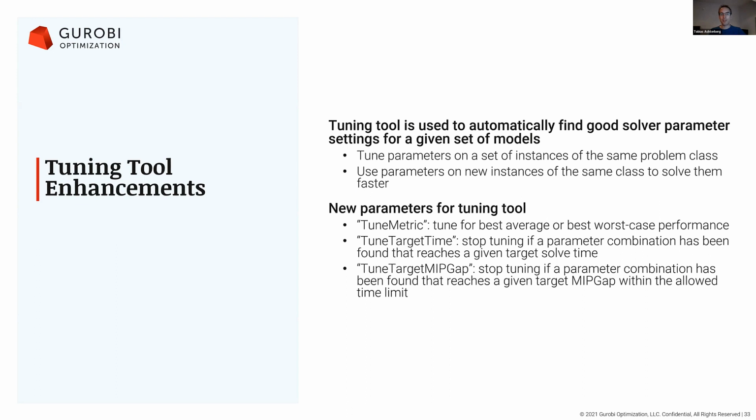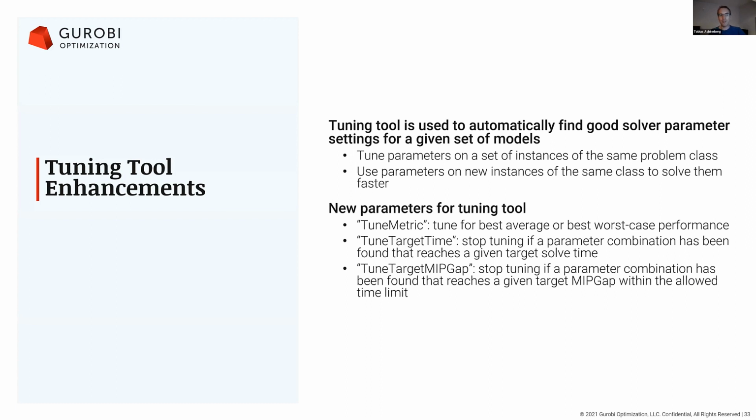If you have several models of different difficulty, then probably you're more interested in reducing the runtime for the tougher models, and then you can use that. And then there are two additional parameters, tune target time and tune target MIP gap. So the tune target time means, if you set that, for example, to 5 seconds, and the tuning tool has now found a parameter combination that is able to solve your problems on average in 5 seconds or less, then it would just stop the tuning process, because it then says, I'm good enough.